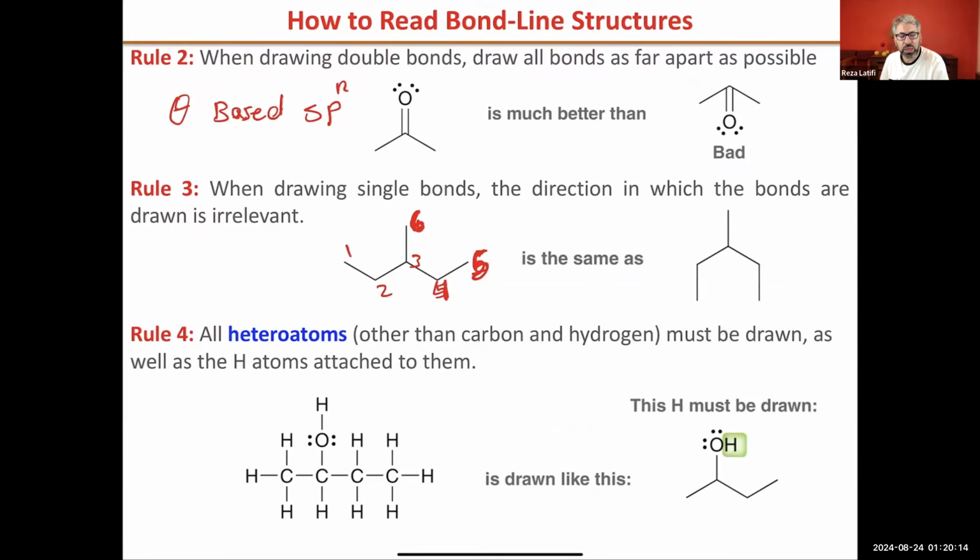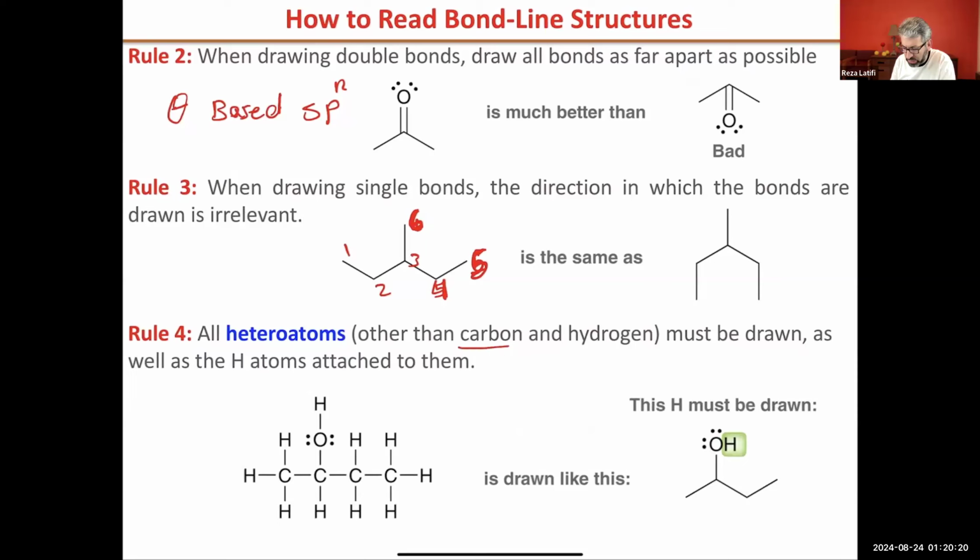Next. Okay, we said we try to remove any hydrogen that is sitting on carbon. So we don't show that one. But if you are dealing with a heteroatom, what do I mean by heteroatom? Like nitrogen, oxygen, sulfur, phosphorus. You need to show any hydrogen that is attached to that, because we want to know whether there is a hydrogen there or not.